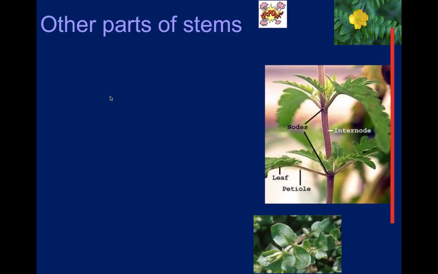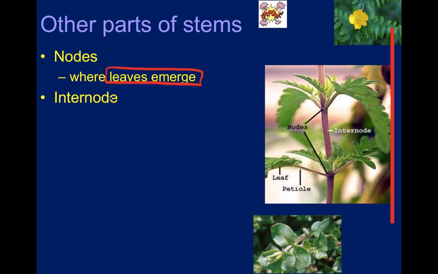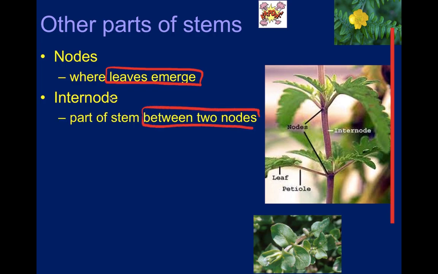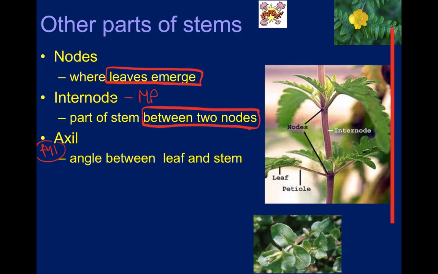So you also have this little picture on page 155 and other things that we've talked about already, but we'll go through it again. So nodes are where your leaves emerge on your stem. The internode is between two nodes, and that's the section we used for the mandatory practical. We have an axil, and that's just the angle between your leaf and your stem. This is probably more an FYI point than anything, but I'm going to leave it in there.